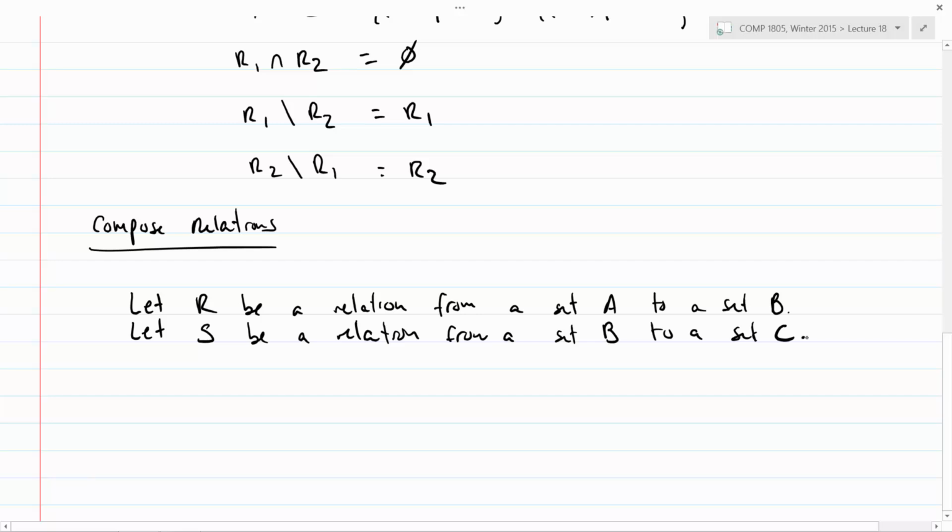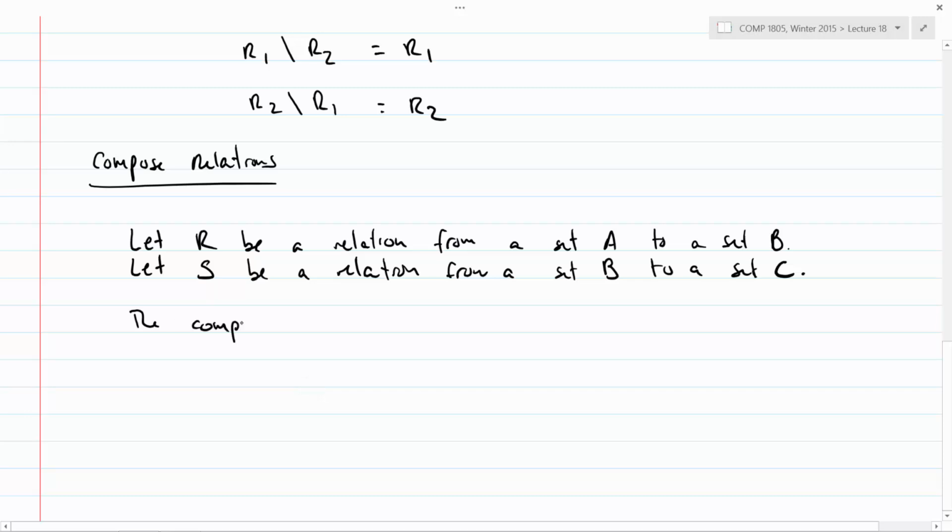And notice that it kind of has to be this way, right? F follows G of X, that's F of G of X. So the output of G has to be a valid input for F. Well, the same thing happens here. The second thing in the relation R has to match the first thing in the relation S. And we'll see why in a second once I define what it is.